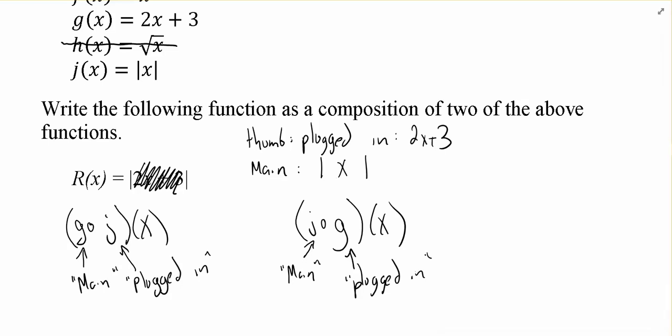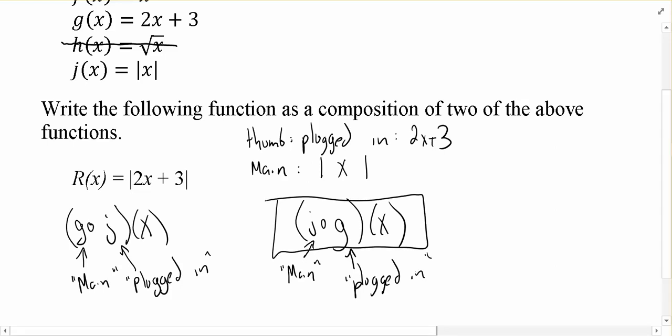So if we look back and say, all right, if the main thing was the absolute value, that was the J, this must be the right way of going about it then. So that's how I would approach it. I would approach it like a multiple choice problem and just say, all right, which two are the functions that are actually going on here? Write it in either order and figure out which order is the right way by saying what's the main thing going on.